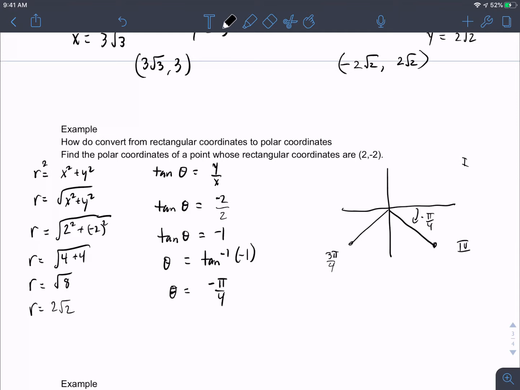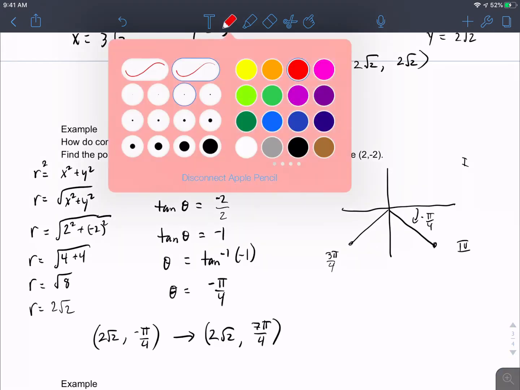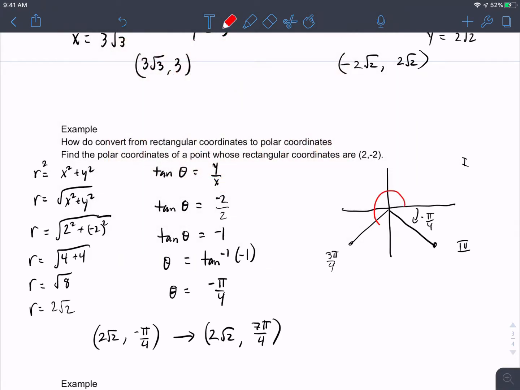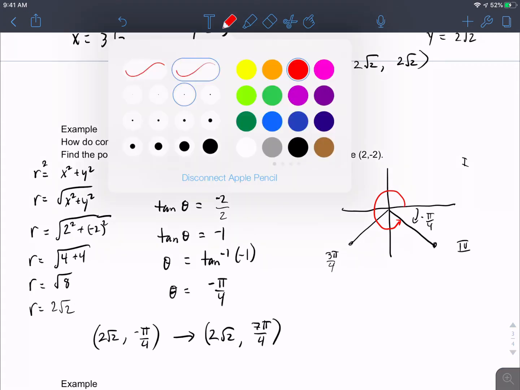And so the solutions to this are obviously the one that we calculated, 2 radical 2, negative pi over 4. That's the easiest one. But it could also be 2 radical 2, 7 pi over 4. And the way they're getting the 7 pi over 4, I want to show that to you, is if I go this way to it, isn't that a 7 pi over 4 rotation?